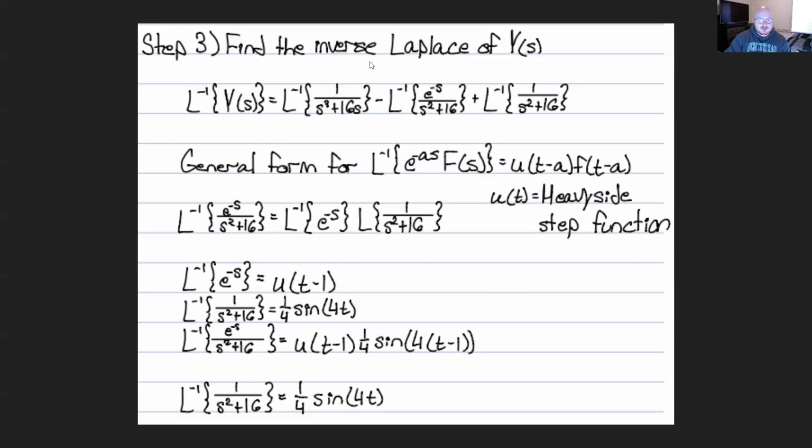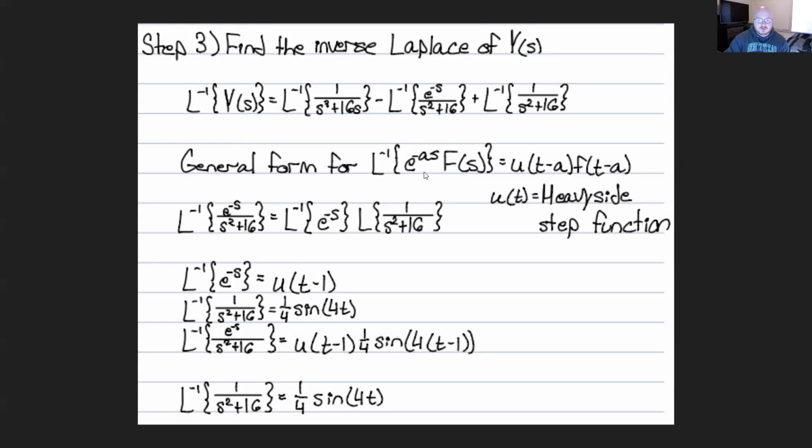Third step is you take the inverse Laplace of Y of s. So you can just take the inverse Laplace of each different section of this equation right here. We're going to start off with this middle one right here, because it's simpler. So we take the inverse Laplace of e to the negative as times F of s. Oh yeah, this is the general form.